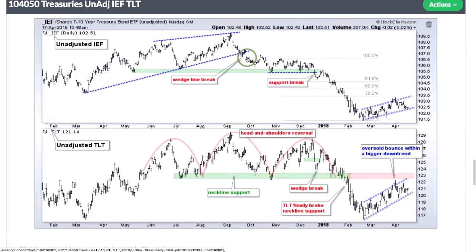You had this wedge break here. You had the big support break in December. And then if you look at the TLT, the 20-plus year Treasury bond ETF, you had a big head and shoulders form and a breakdown there. So I think the bigger trend is down, and I've got a bearish bias on this chart. So I'm not looking for bullish setups.